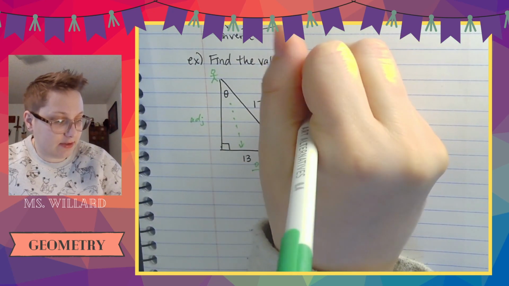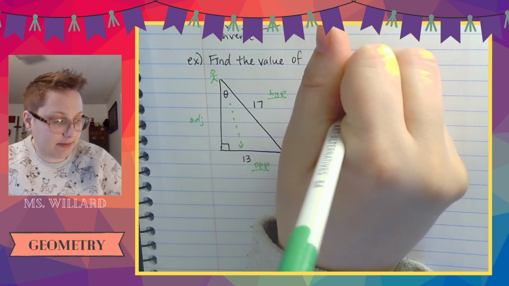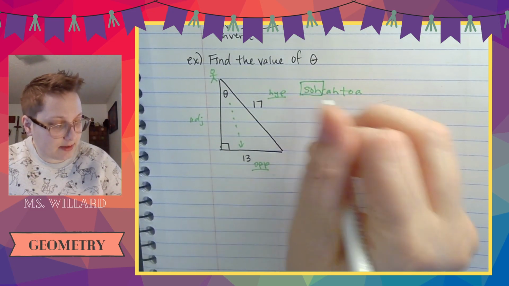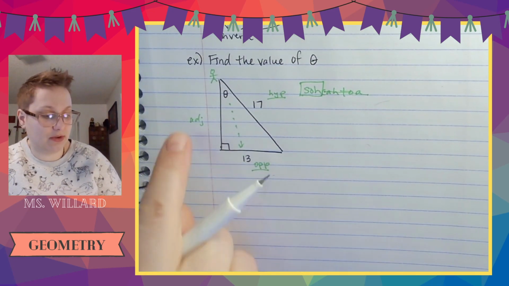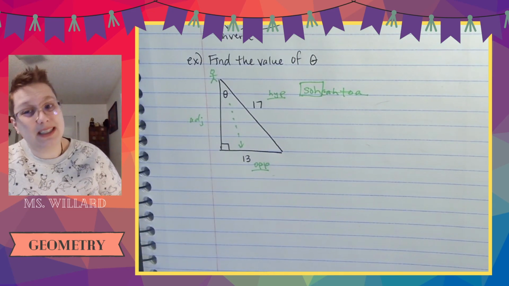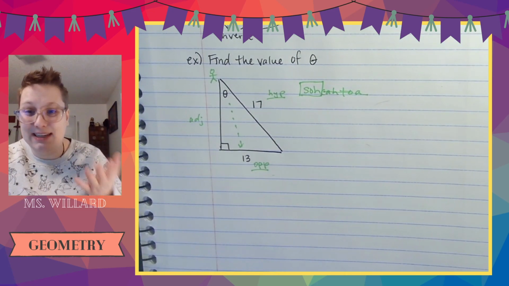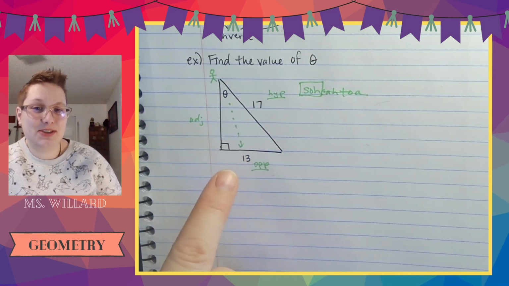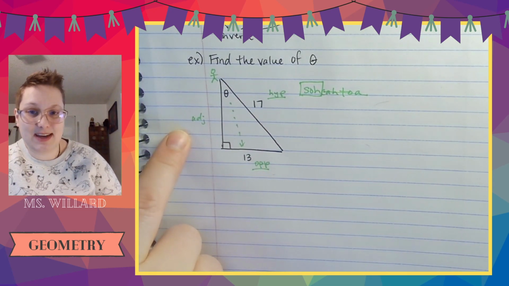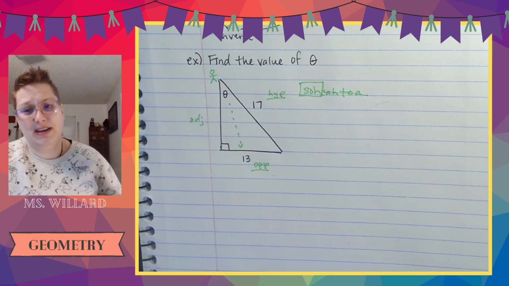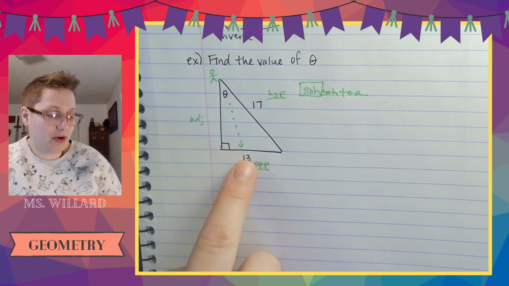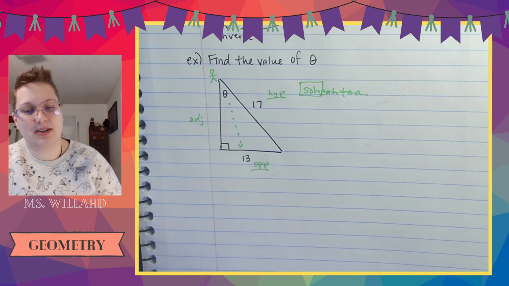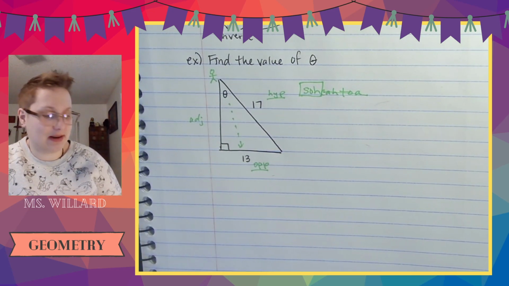So out of SOHCAHTOA, that OH is sine. So I can't use cosine or tangent because I don't know this one. If you really wanted to, if you really hate sine for some reason, you could do one of two things. You could do Pythagorean theorem to find this side, and then you can use any of them if you want to. Or you can use cosine to find this angle and then do the 180 thing. Sine is just a lot faster. I wouldn't recommend the rest.